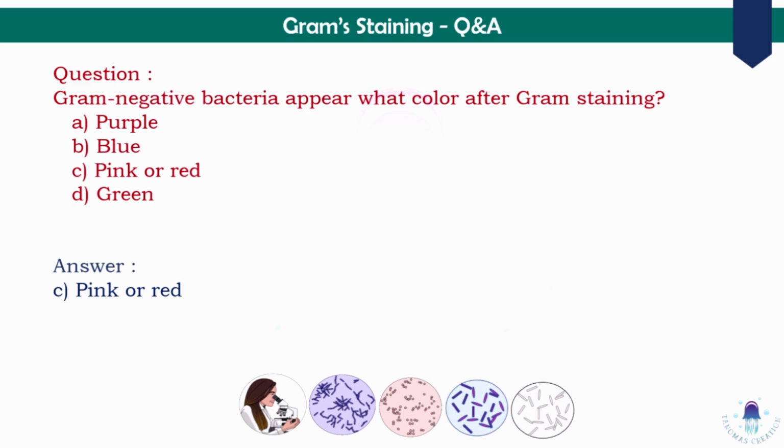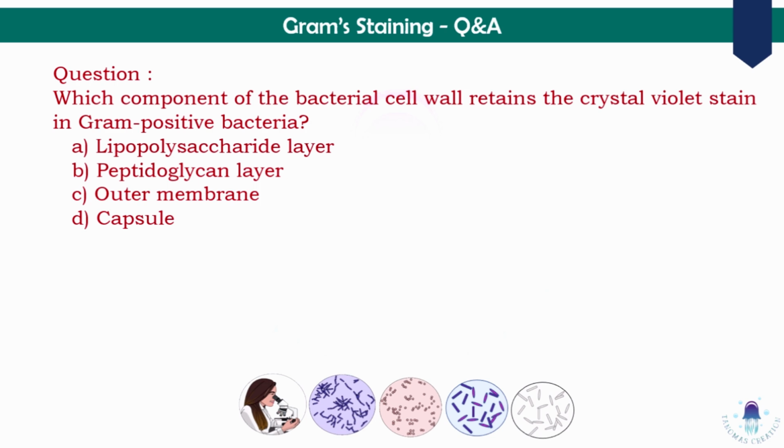Question: Which component of the bacterial cell wall retains the crystal violet stain in gram-positive bacteria? Option: A. Lipopolysaccharide layer, B. Peptidoglycan layer, C. Outer membrane, D. Capsule. Answer: B. Peptidoglycan layer.